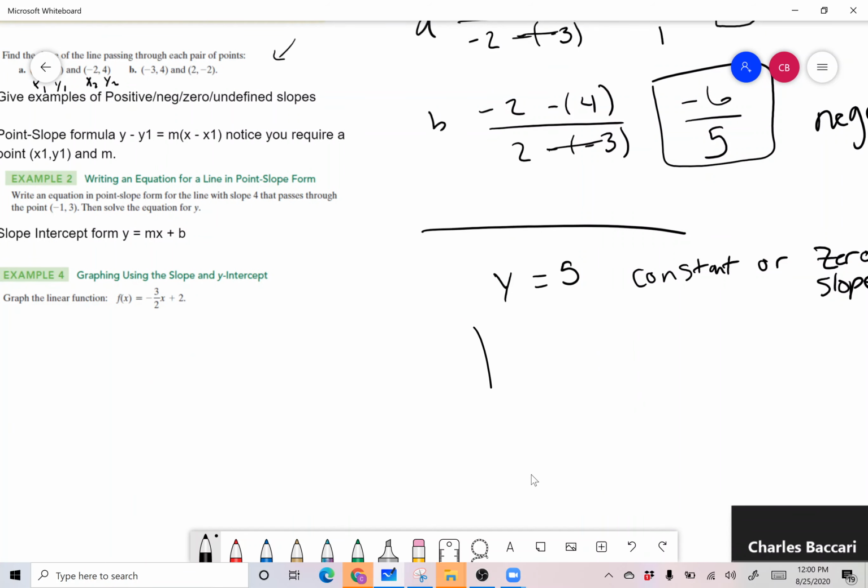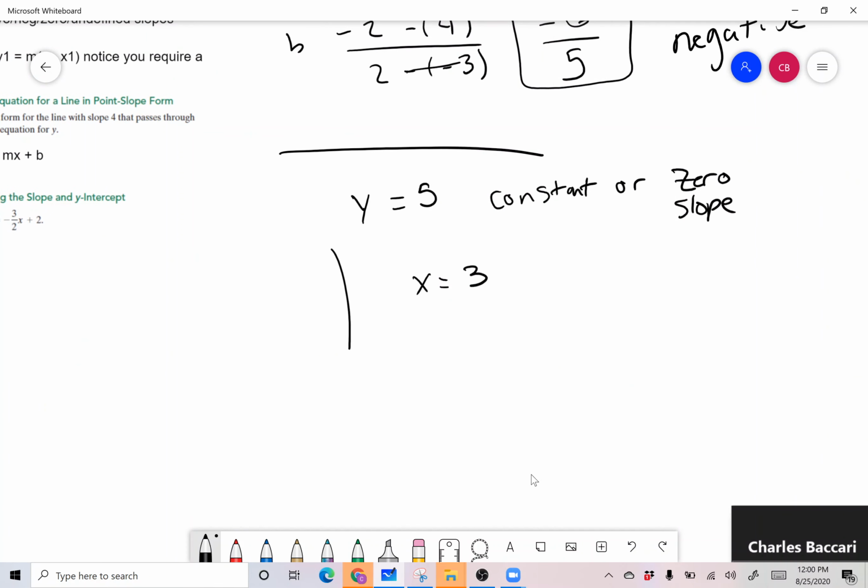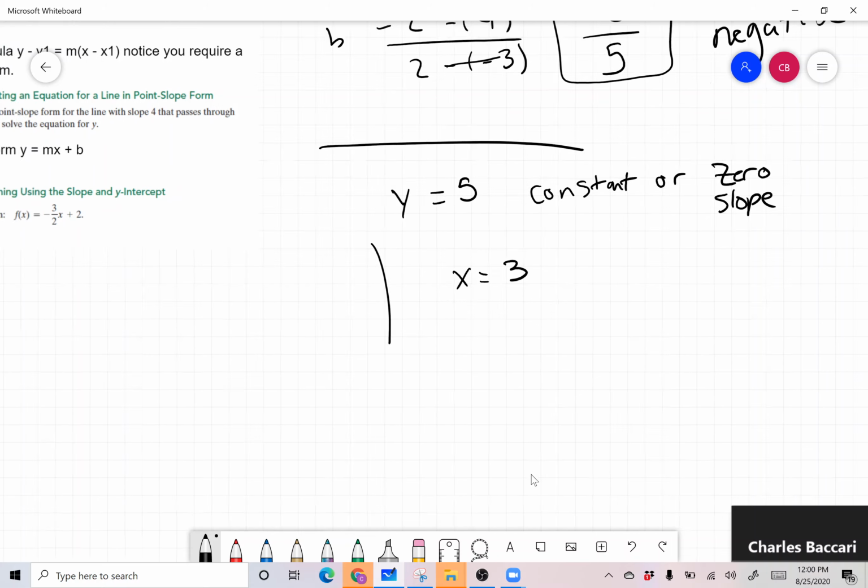Undefined slopes are your vertical lines. These happen when you have x is equal to 3 or something along those lines. There's no y value. They are undefined because you don't know if it's increasing or decreasing. You just know you have a vertical line.